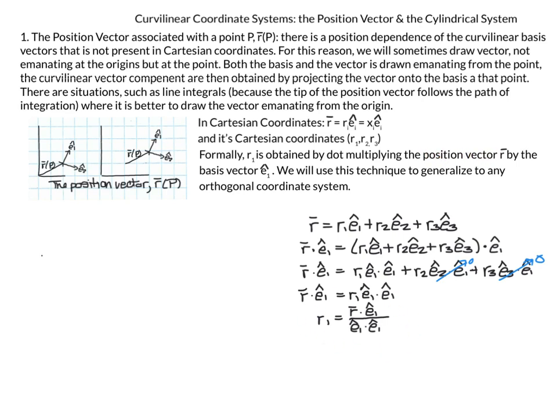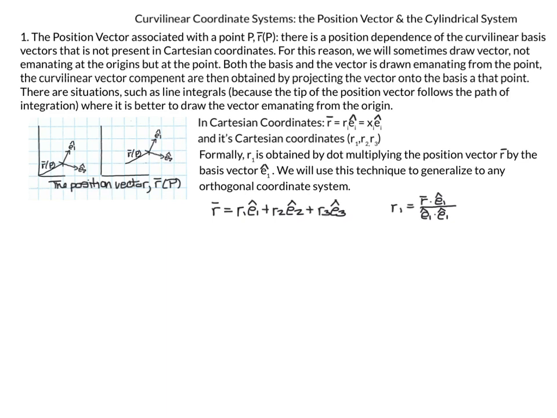Also, when we talked about projecting them onto the basis, this is what we're going to be using. And we're going to use this technique. It generalizes to any orthogonal coordinate system. That's because the only thing we needed is that when we dotted e1 with all the other basis vectors, it goes to 0. In other words, e1 is orthogonal to the other basis vectors. And similarly for r2, you would dot r with e2. To find r3, you would dot r with e3.